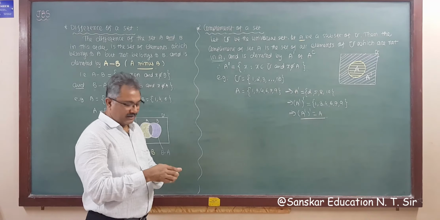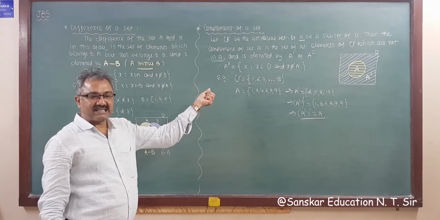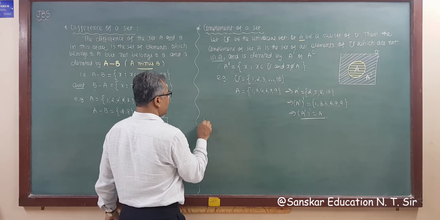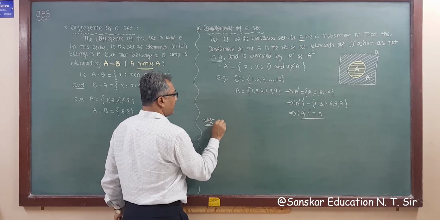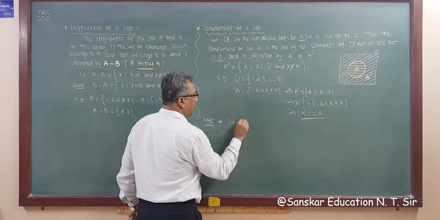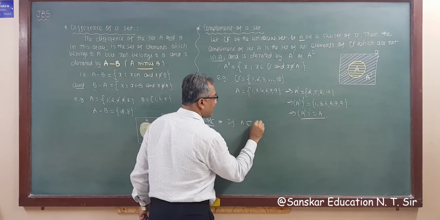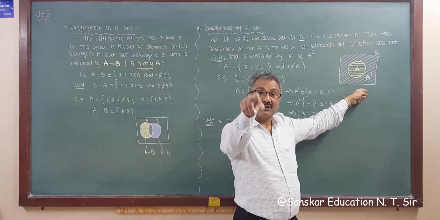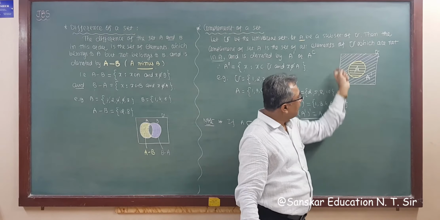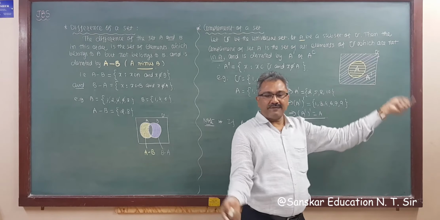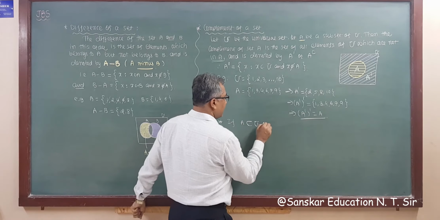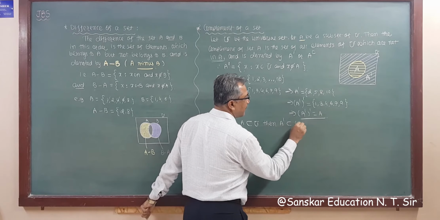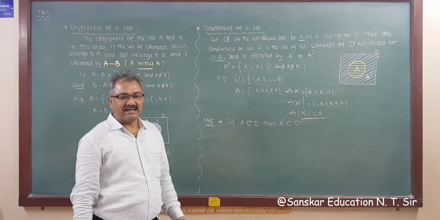Now clearly from this definition, if we have some notes, I am writing one note first. First note: if A is a subset of U, here clearly A is a subset of U, then A dash is also a subset of U. See, because all elements of A dash are in U. From the Venn diagram, you can realize this.